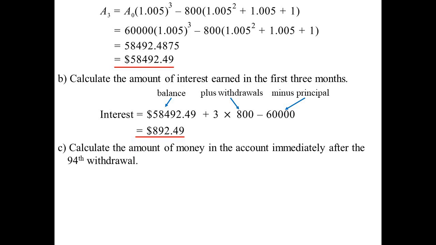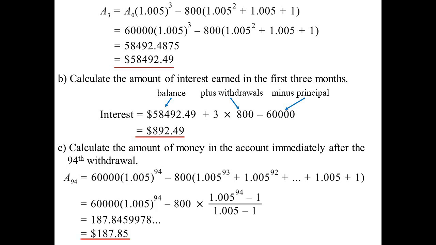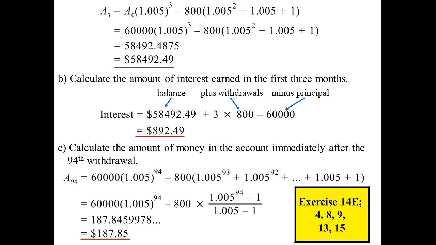How much is in the account immediately after the 94th withdrawal? Principal plus interest minus instalments, that's still the same idea. Sub it into our formula: $187.85. All right.